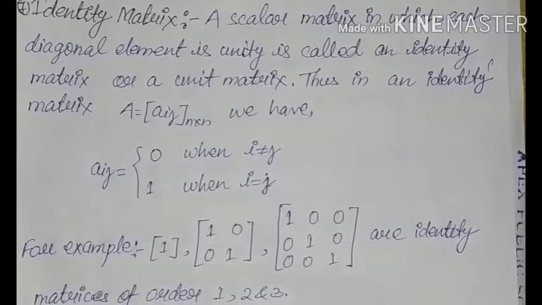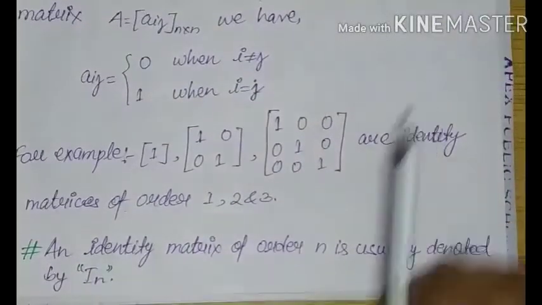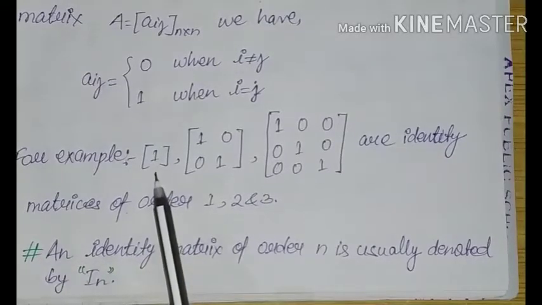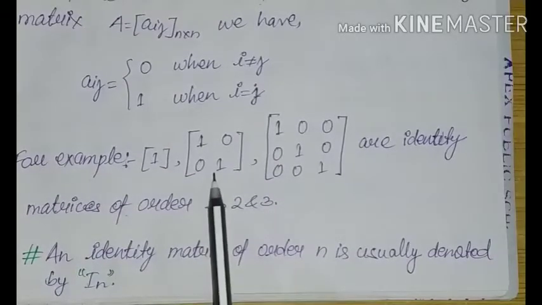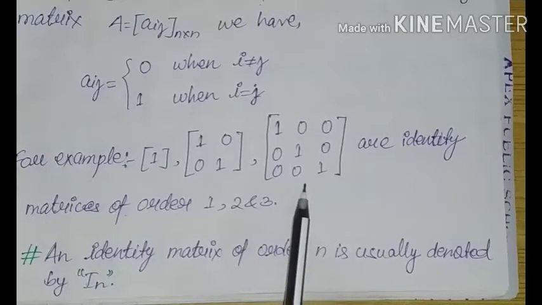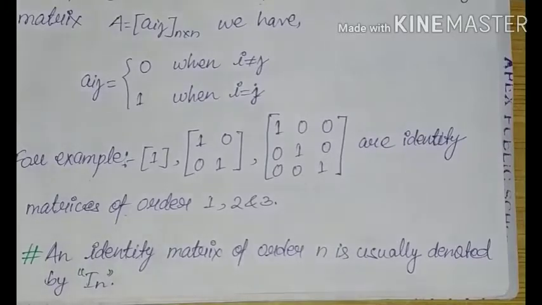Okay, and we have to note that an identity matrix of order n is usually denoted by I_n. Then this one will be denoted by I1, this one will be denoted by I2, and this one will be denoted by I3. Okay, this is the most important thing: an identity matrix is denoted by I_n, where n stands for its order.